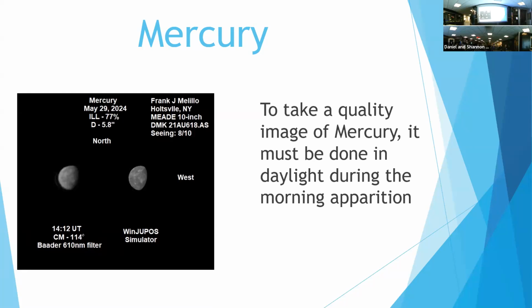Now, this was probably May 29th, and it was at least 70 degrees above the horizon. Most of the time, Mercury is visible when it's only 10 to 15 degrees above the horizon. So this is the only way, if you want to get the most out of Mercury and go after the details on the surface. This is the best way.